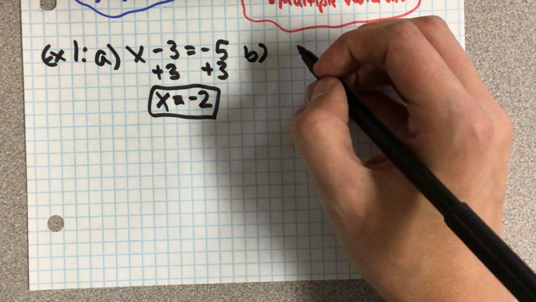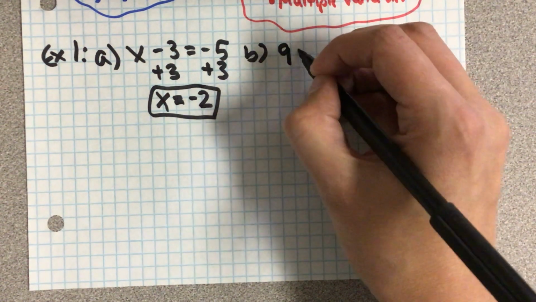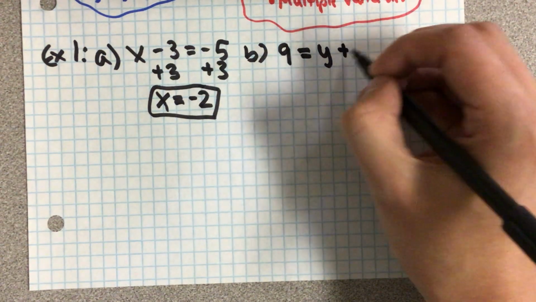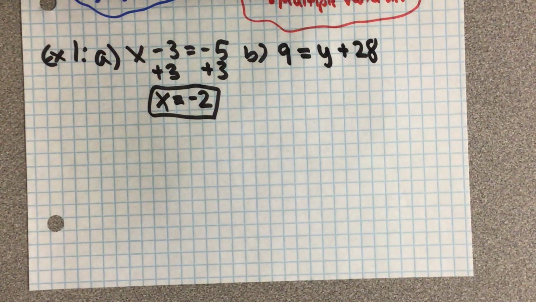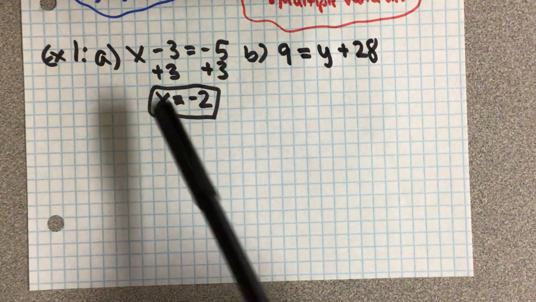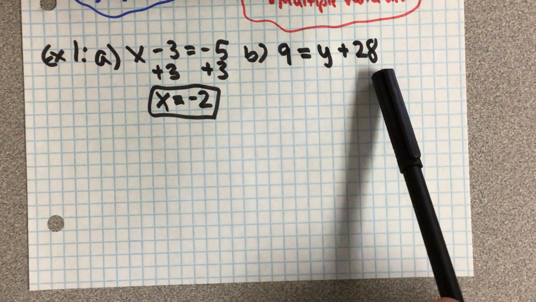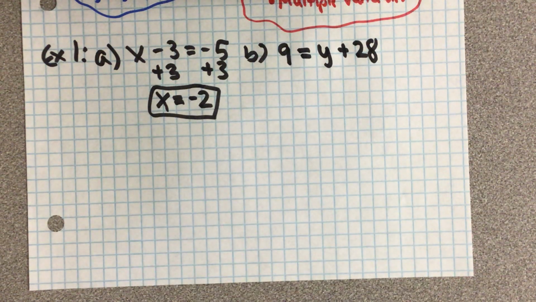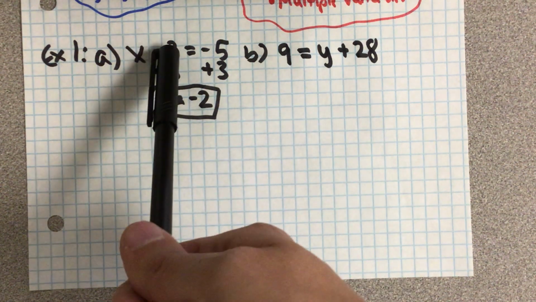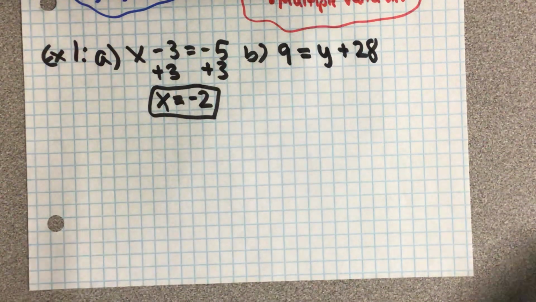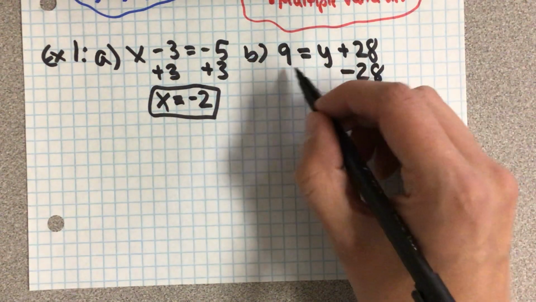Example B, we have 9 is equal to y plus 28. And this problem is just like the one we just did, except this time, instead of having a number being subtracted from our variable x, this time we have a number being added to our variable y. So again, we need to do our opposite operation. And what's the opposite of subtracting or adding? Well, it would be subtracting, because we added to undo a subtraction here, so now we need to subtract to undo an addition. So we're going to subtract 28 from both sides.